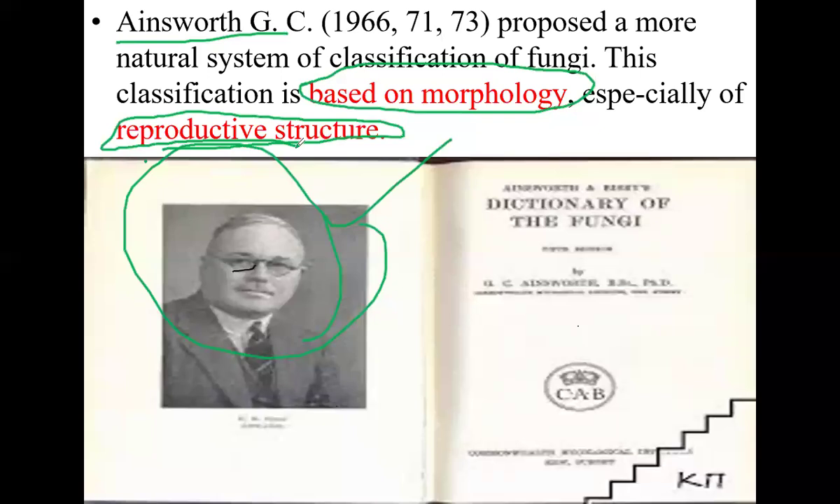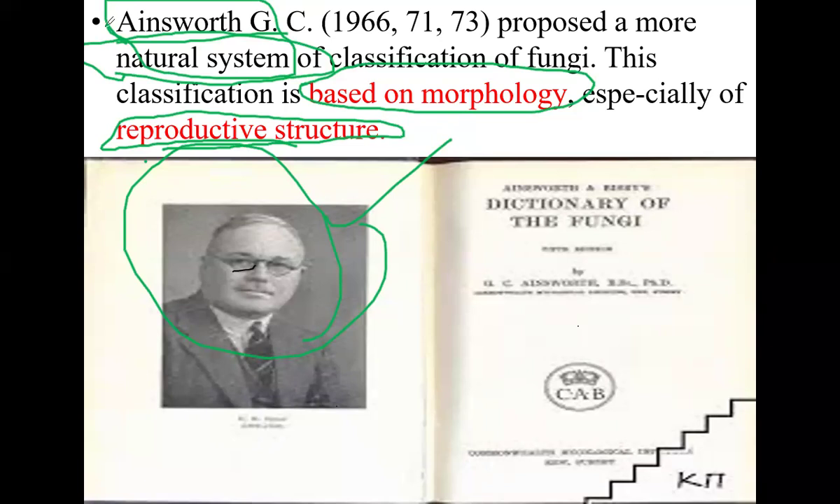Ainsworth classification is what type of classification? Natural system of classification, artificial system of classification, or phylogenetic system of classification? Natural system. Yes, that you should remember. Whose classification? Ainsworth classification. This question raised. Ainsworth classification, Alexopoulos and Mims classification is a natural system of classification. Whereas Uptal classification, Corbiol classification, these two advanced classifications are phylogenetic classification.